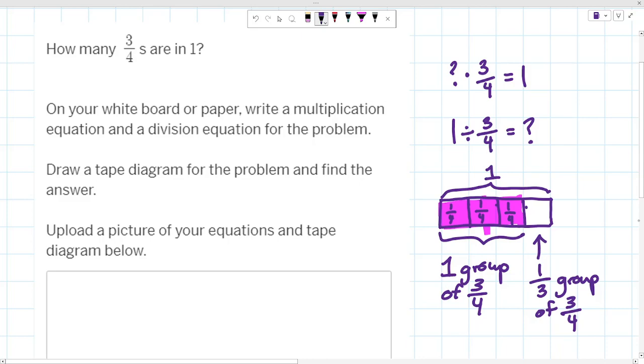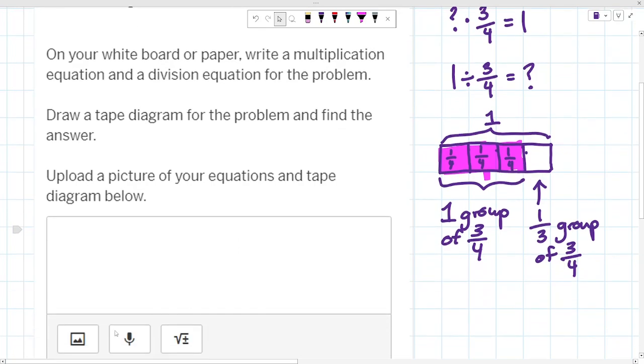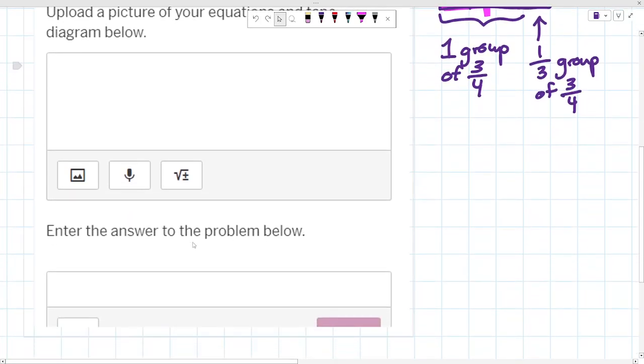So make sure you upload a picture of your paper where you have your equations and your tape diagram. You'd be able to click this button right here and go to upload or take a picture. You can take a picture straight from Desmos, so if the camera's not working, that's fine. And then you would enter your answer here that it's 1 and 1/3.